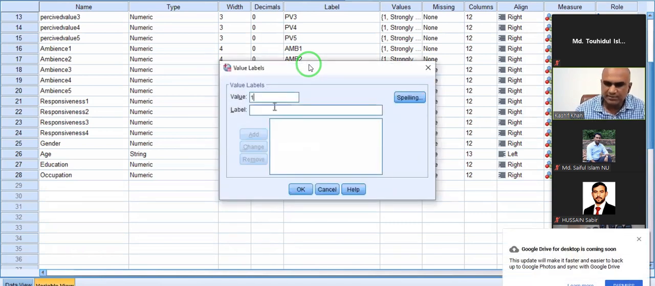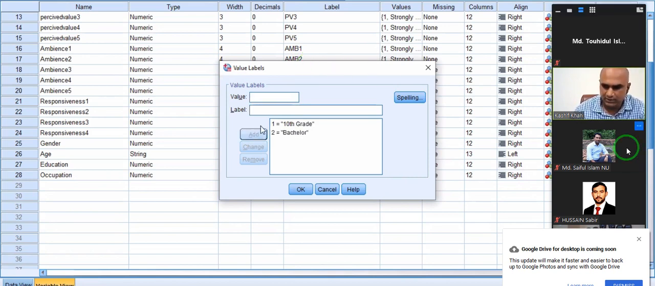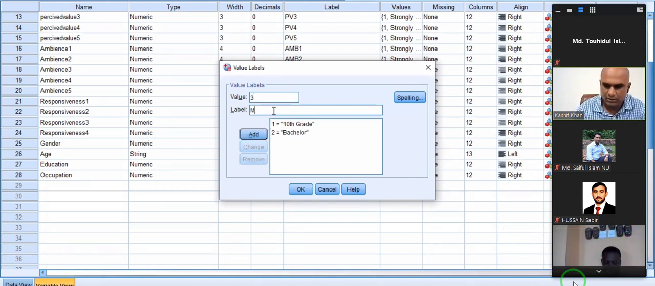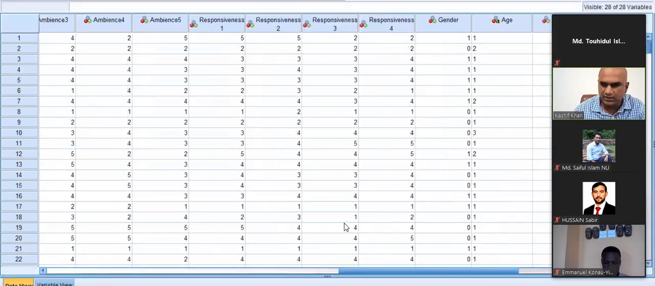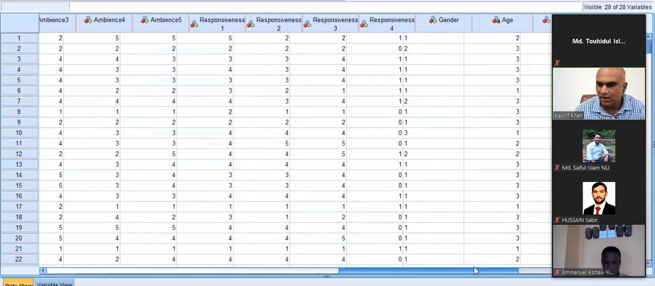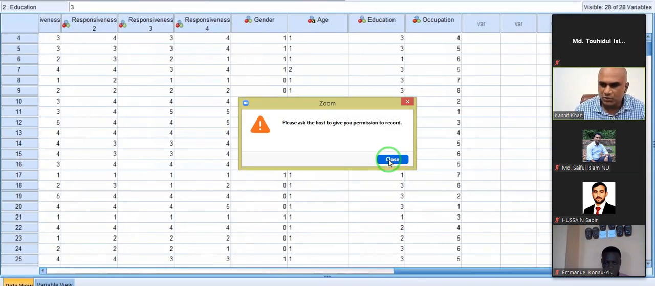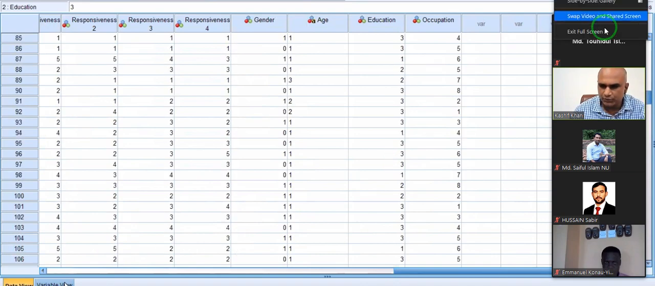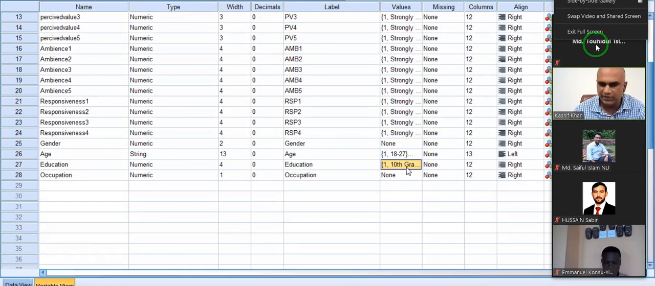Okay, education. So let's say somebody has a 10th grade, 1. Okay, 2, bachelor, and let's say 3, masters. Okay, let's take a look at how many we have. Education, we have 1, 2, 3. Okay, I have only taken 3 levels here. So you can take more levels, no problem at all.